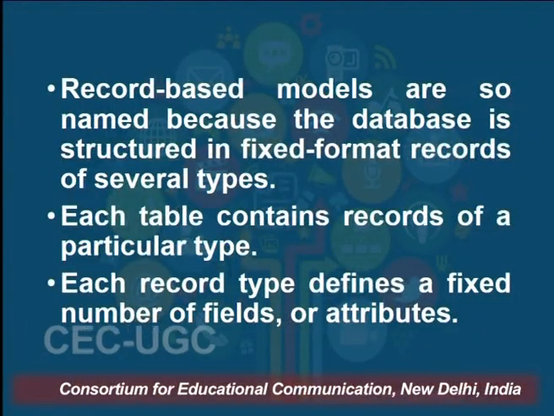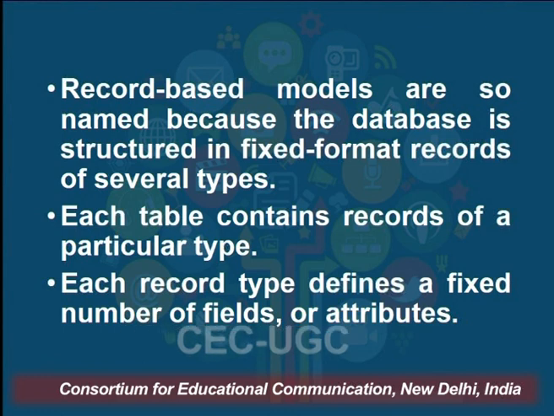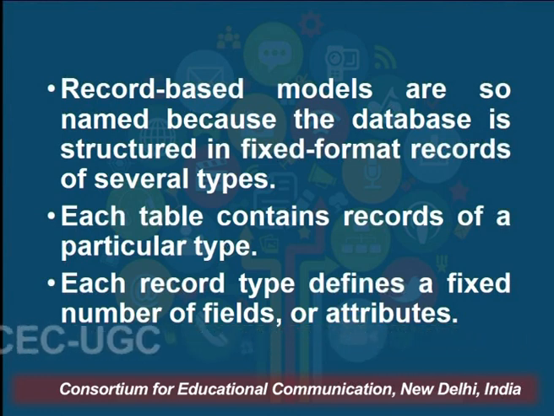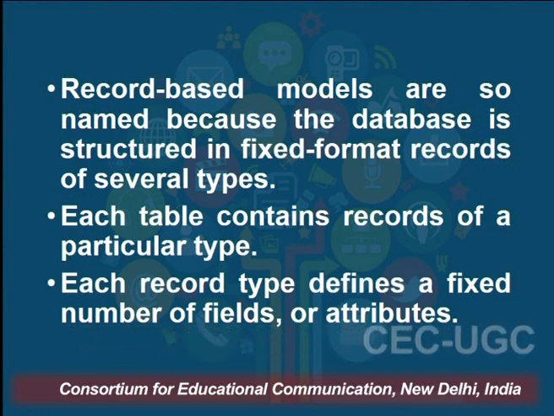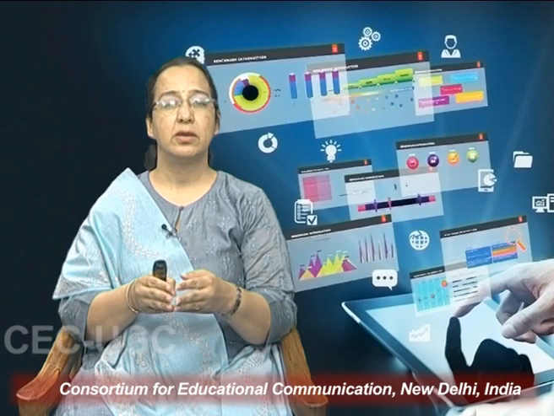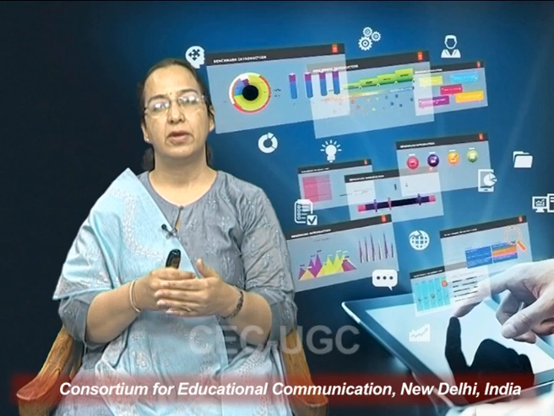When we talk about a record based model, the record based models are so named because the database is structured in the form of fixed format records of several types, and each table contains records of a particular type. So, for example, if the table is of instructor, then it is going to have the records of type instructor only, and each record type defines a fixed number of fields or attributes.